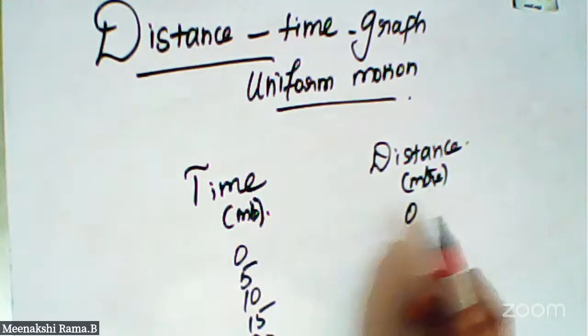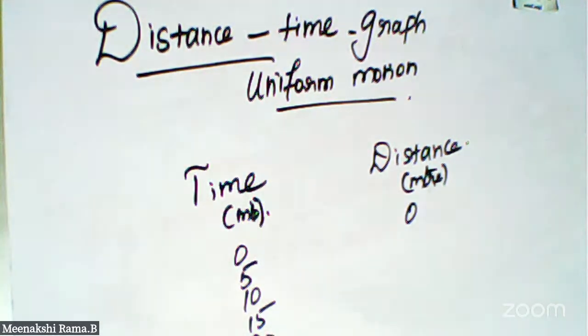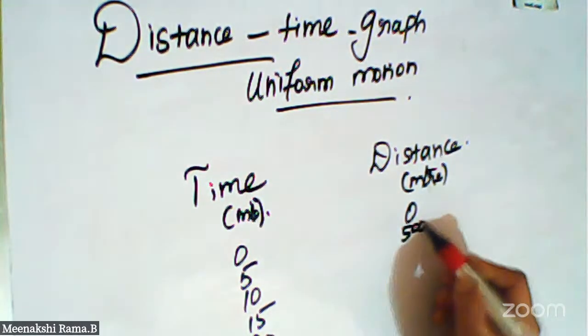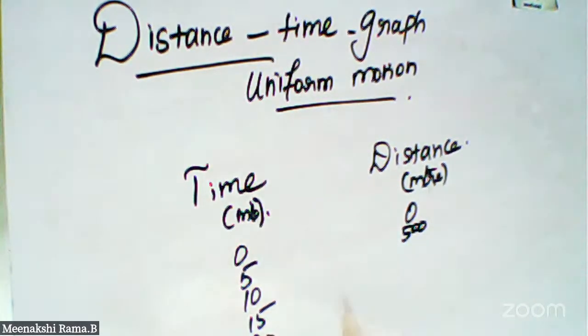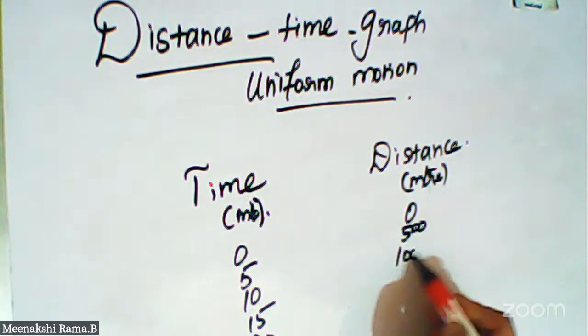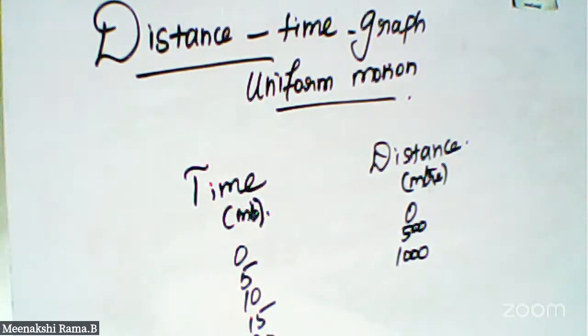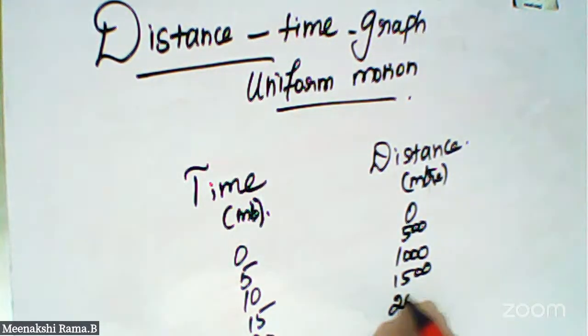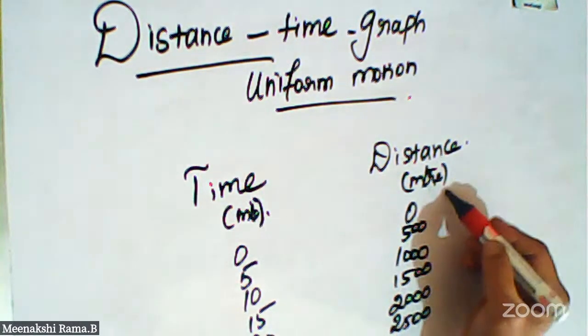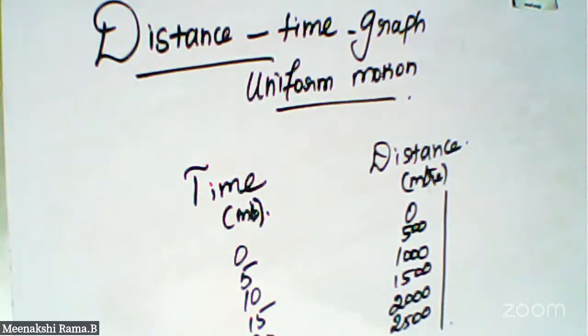Yes, in 0 minutes he crossed 0 meters. In the fifth minute he crossed 500 meters. In the 10th minute he crossed 1000 meters. In the 15th minute he crossed 1500, then in the 20th minute he crossed 2000 meters, and in the 25th minute 2500 meters. It is in increasing order only. There is no variation.